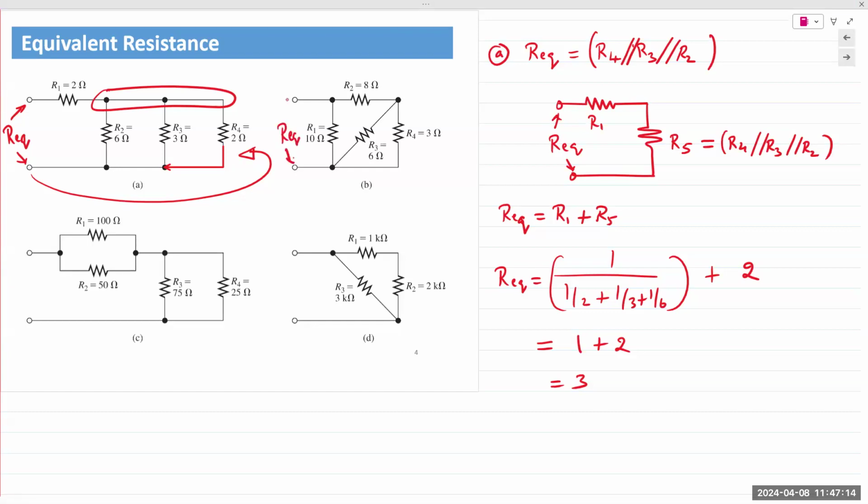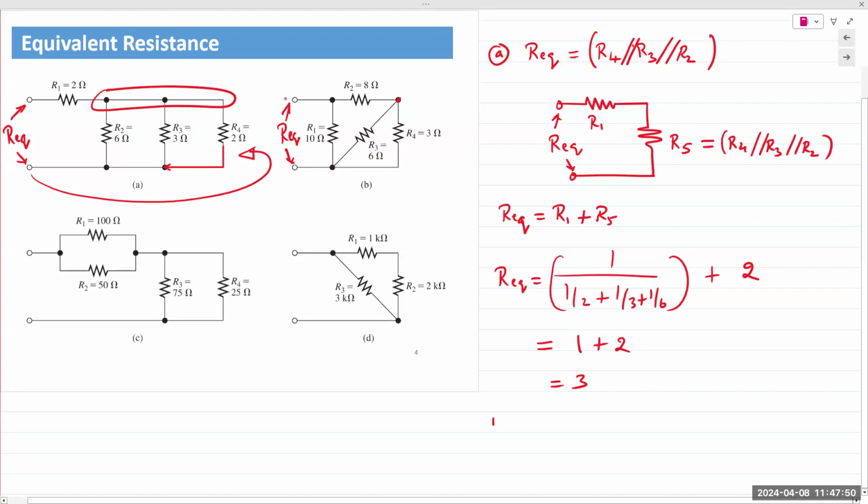REQ is at the outer terminals. I start at the farthest end and I move towards the front end. I look at R4. R4 is already connected here. It's connected to R2. It is also connected to R3. So if I look at the other end of R4, the other end of R4 goes to R1, and it's going to R3. So R4 and R3 are in parallel.